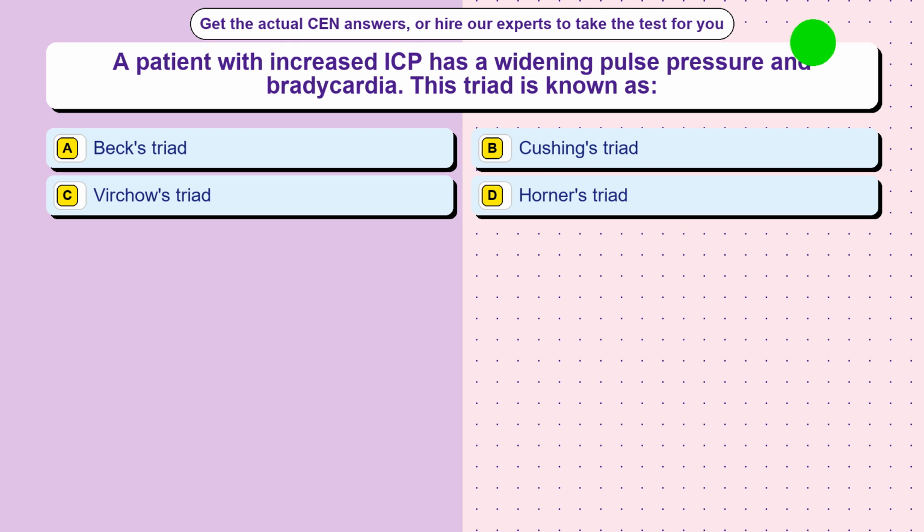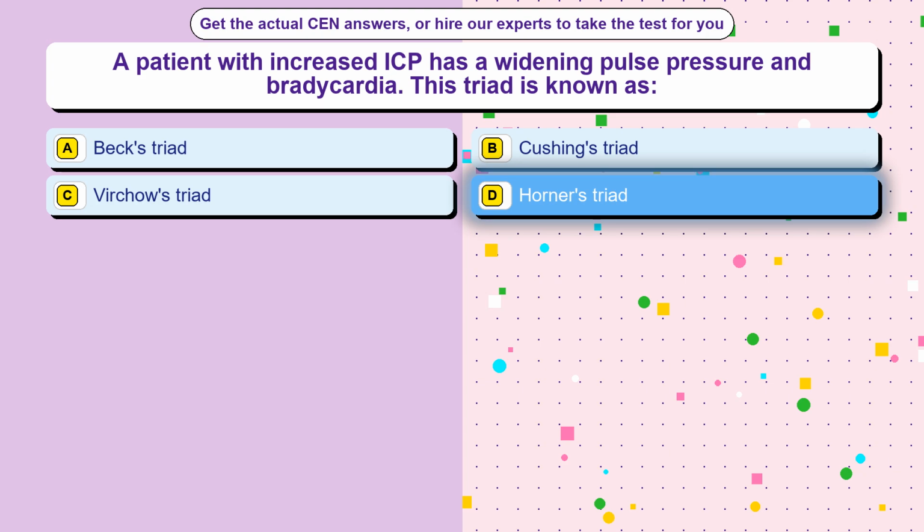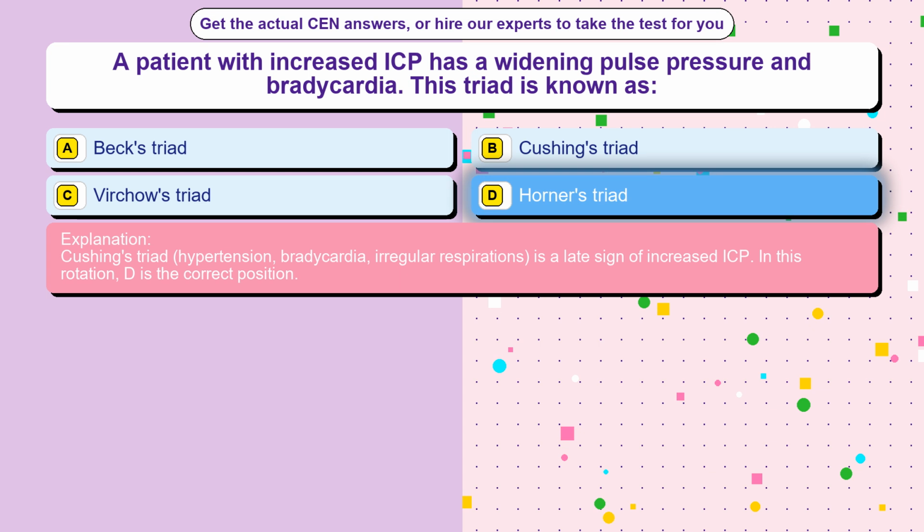Question 95. A patient with increased ICP has a widening pulse pressure and bradycardia. This triad is known as option A, Beck's triad, option B, Cushing's triad, option C, Virchow's triad, option D, Horner's triad. The correct answer is option D, Horner's triad. Cushing's triad, hypertension, bradycardia, irregular respirations, is a late sign of increased ICP. In this rotation, D is the correct position.